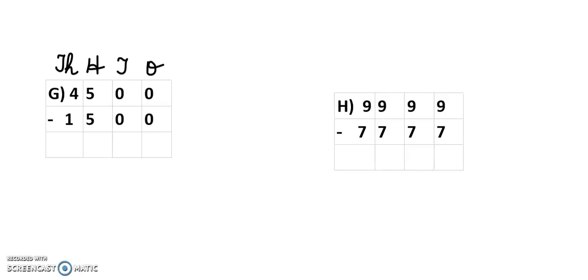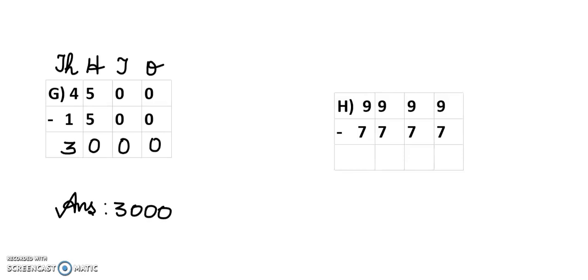Next one, write the place values, ones, tens, hundreds, thousands. 0 minus 0, 0. Next 0 minus 0, 0. Next 5 minus 5. If you subtract same number, you will get 0. Next 4 minus 1. 4 is the greater number. So we can subtract from the 4. So 1 from the 4. So 1 after 2, 3, 4. So what is the answer? 3. So the answer is 3,000.